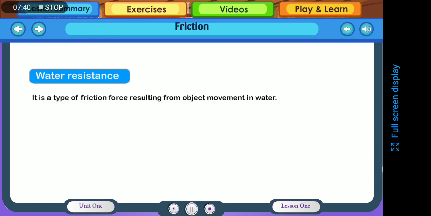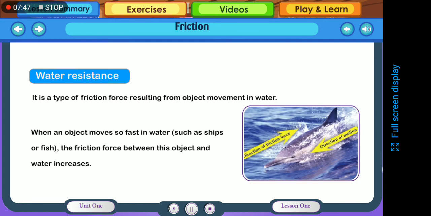Water resistance is like air resistance. We only remove the word air and put the word water instead. Same thing. It is a type of friction force resulting from object movement in water.